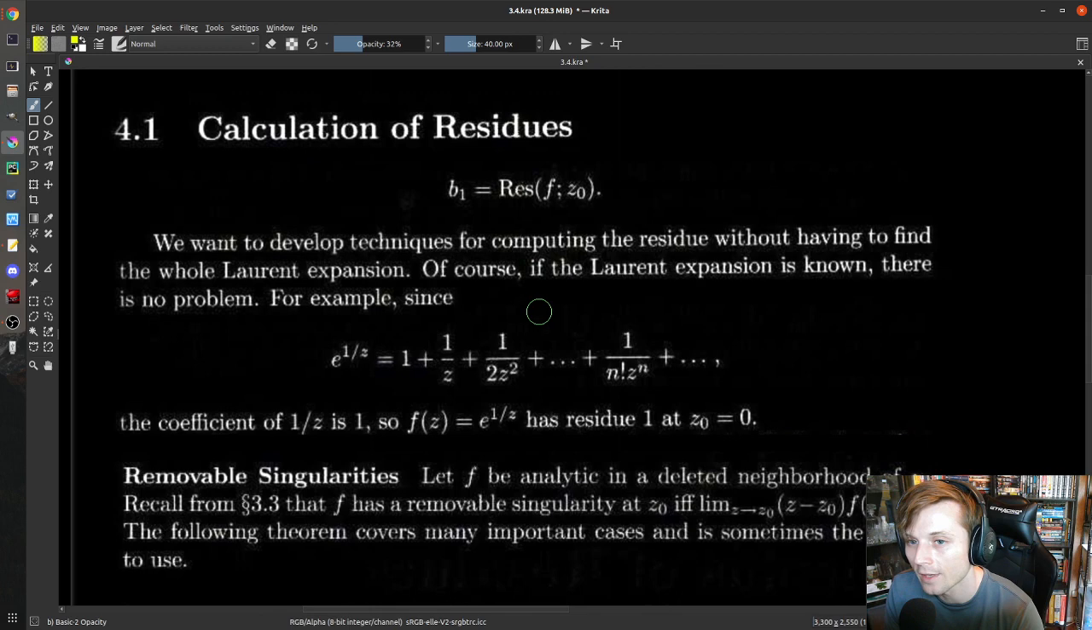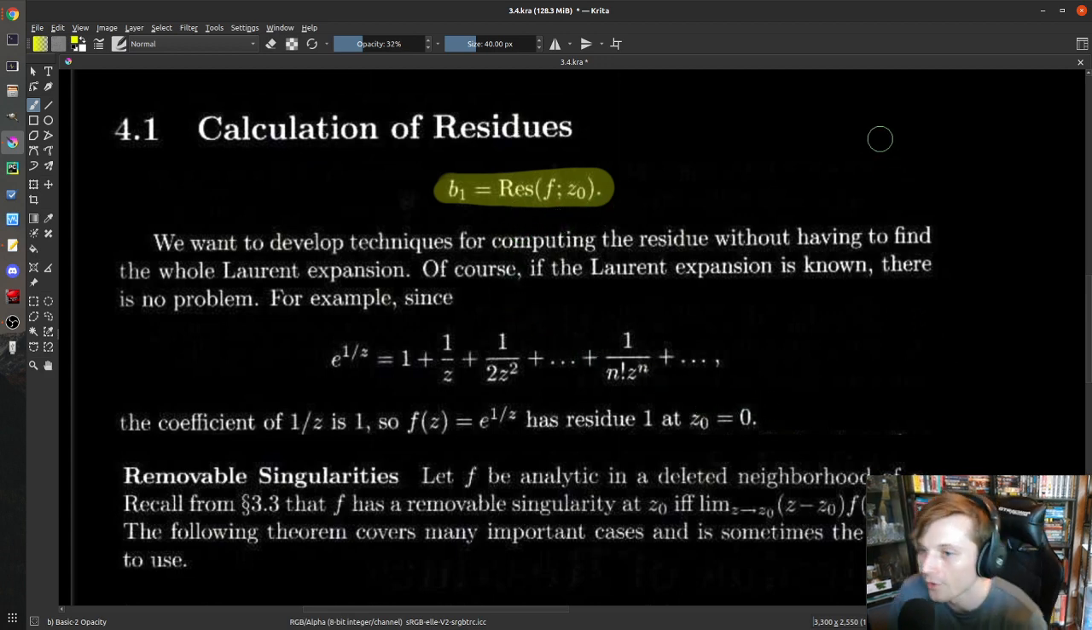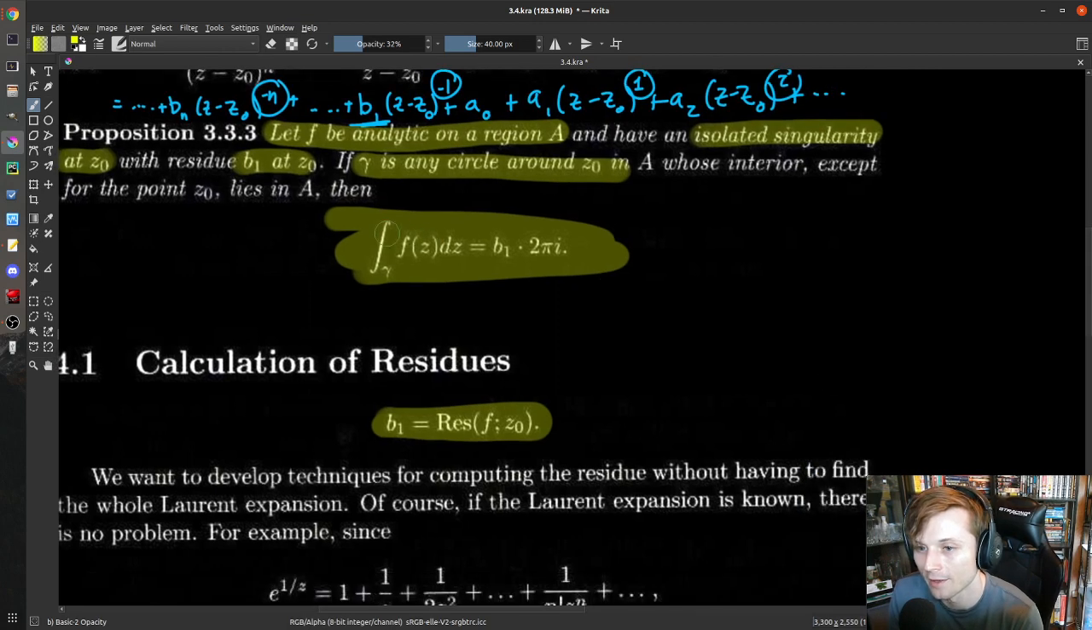And so the calculation of residues becomes an interesting problem for a lot of reasons. Namely, and I'm going to start adopting this notation, B1, this coefficient, the residue, we'll write res f semicolon z naught to mean the residue of f at z naught. This value is obviously important because computing some of these contour integrals can be pretty annoying. In general, just doing integration can be pretty annoying.